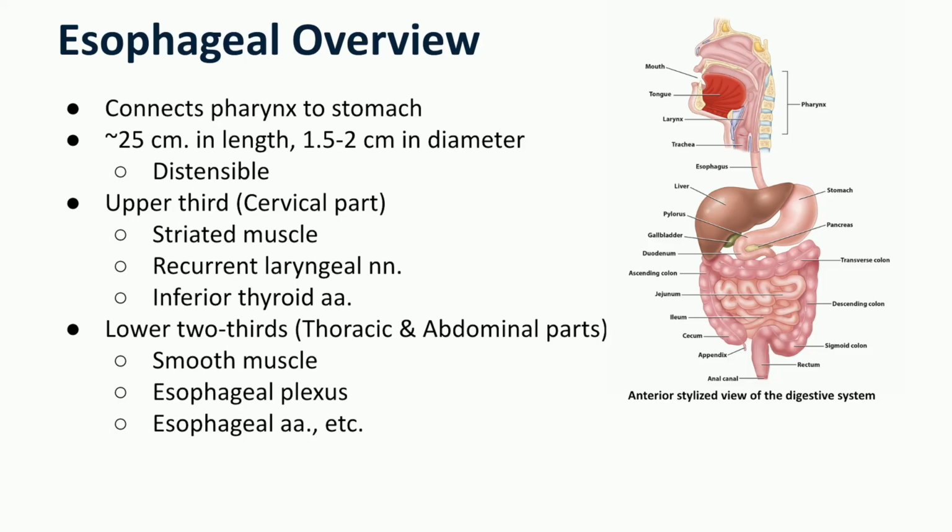That upper third is referred to as the cervical part because it is traversing the neck. It is striated muscle, so that's skeletal muscle tissue. It's under control of the recurrent laryngeal nerves, which are branches of the vagus nerve, cranial nerve 10. It's supplied by blood largely through the inferior thyroid arteries.